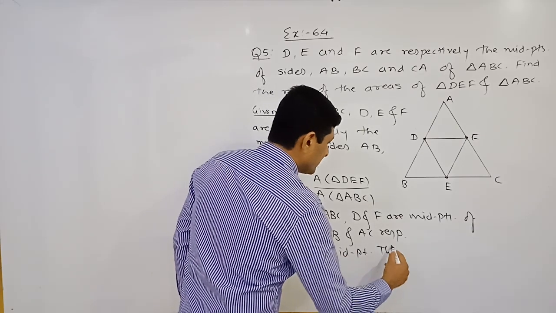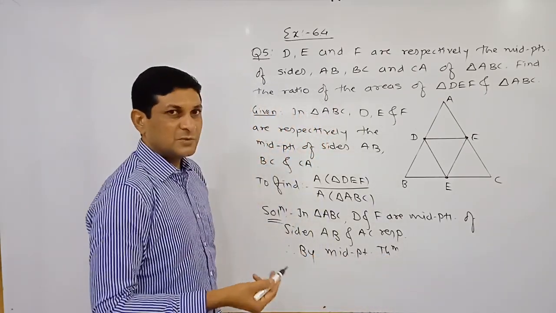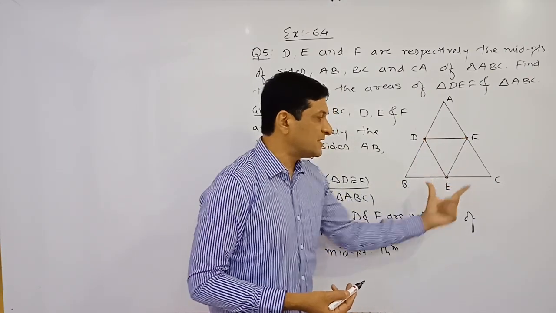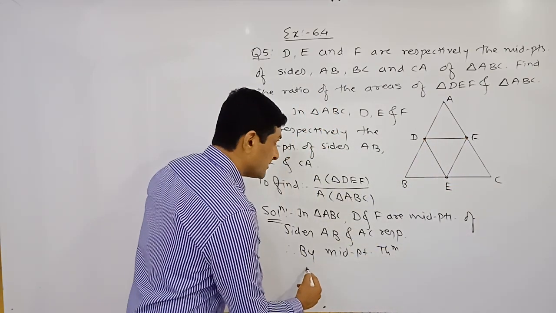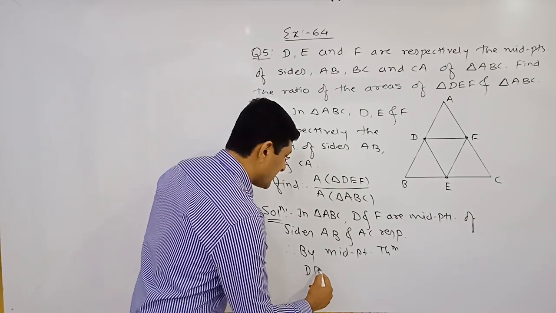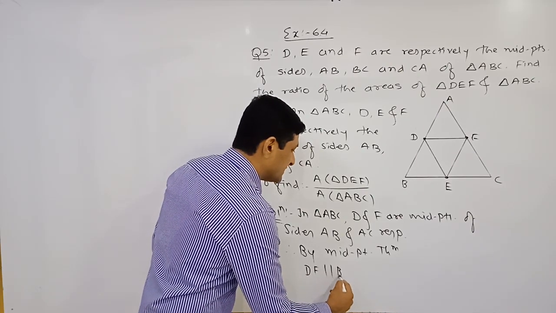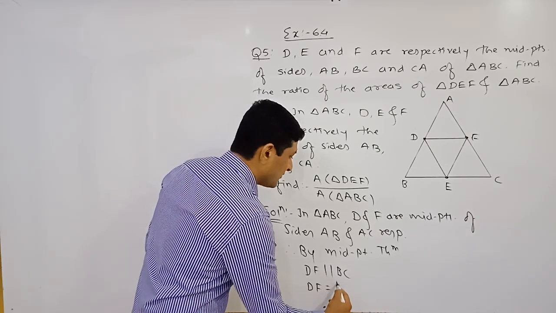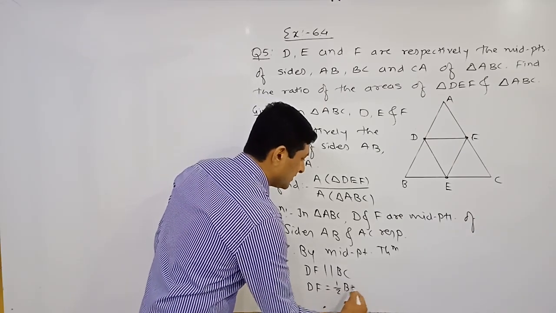So therefore by midpoint theorem, let us see what result we will get. According to the midpoint theorem, the segment joining the midpoints of two sides is parallel to the third side. Means here we get DF is parallel to BC. Again, DF is half of BC, half of the third side.